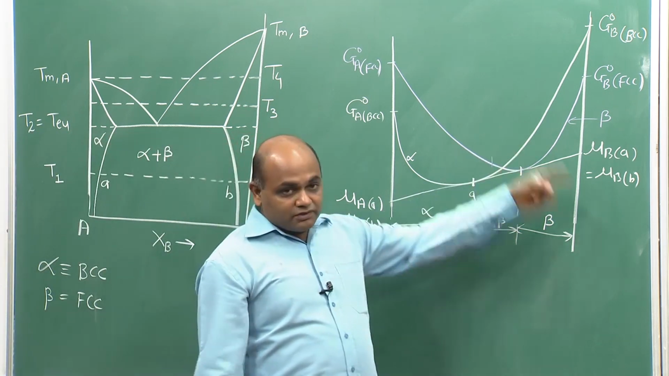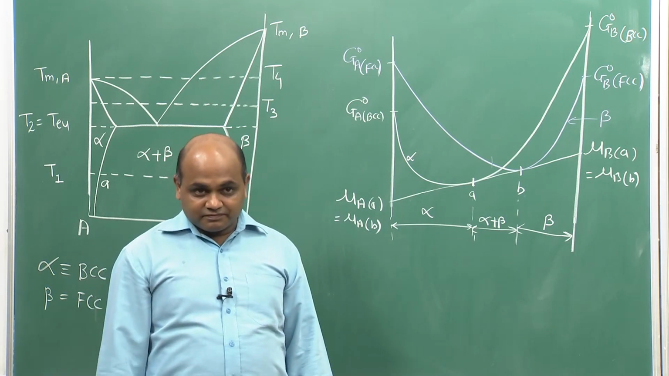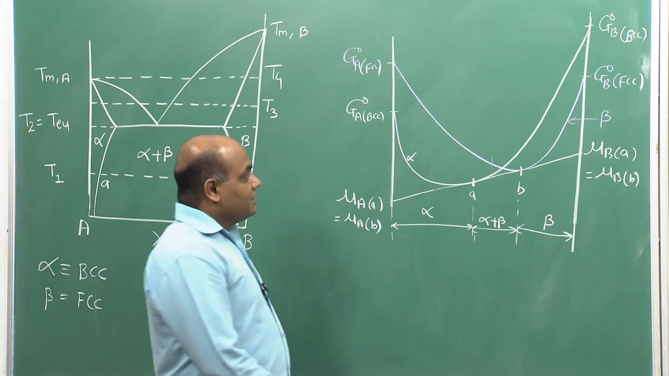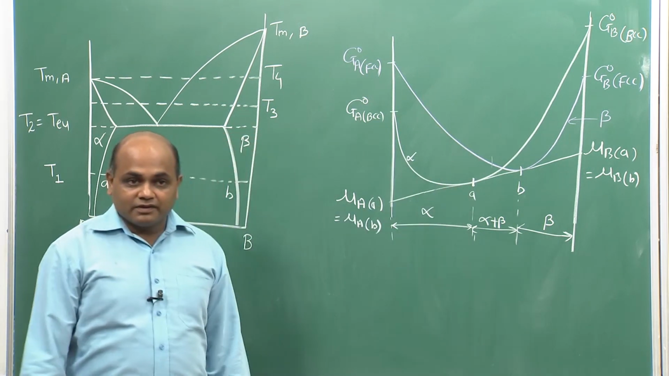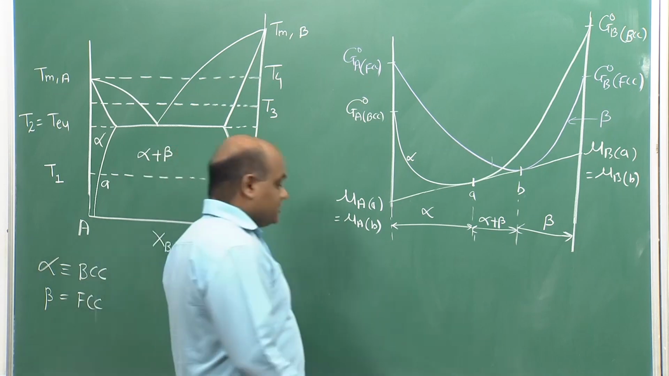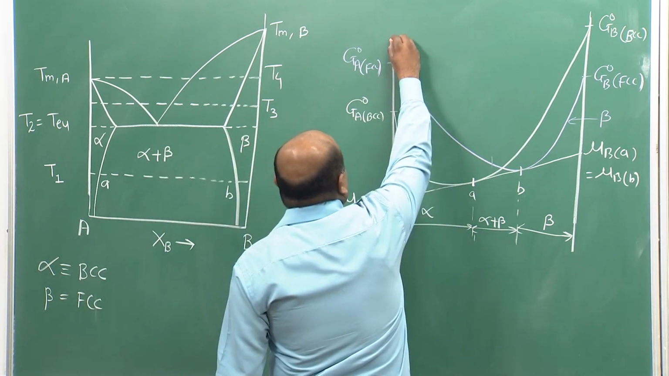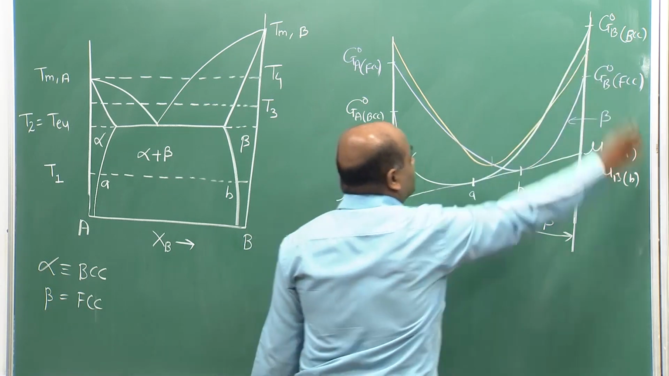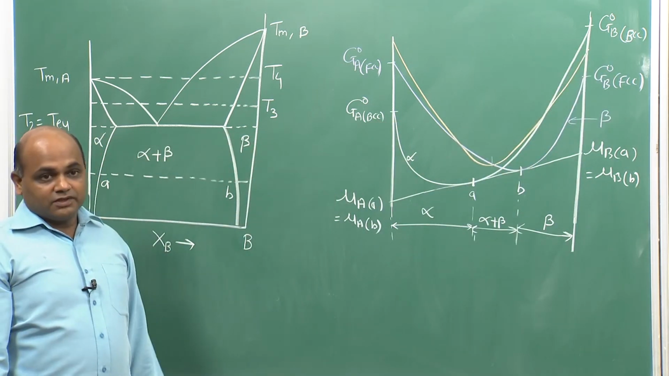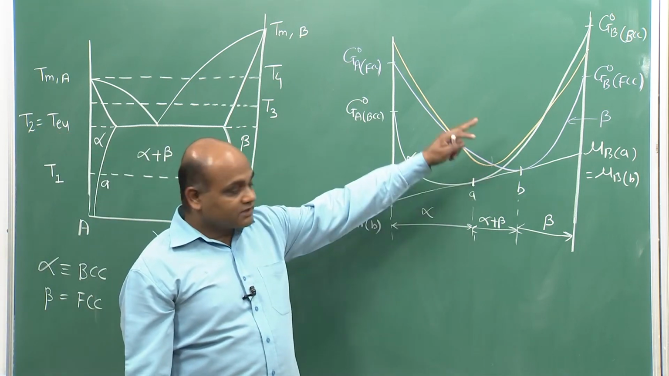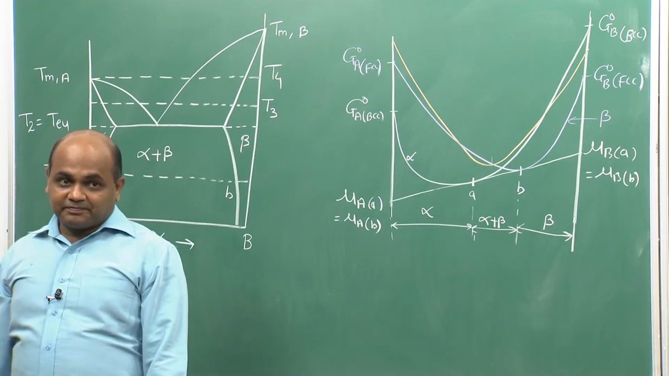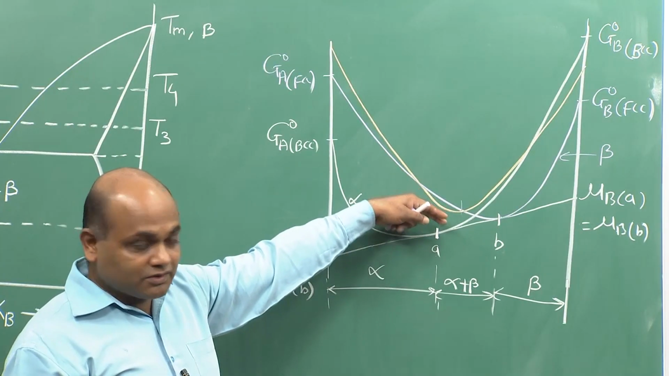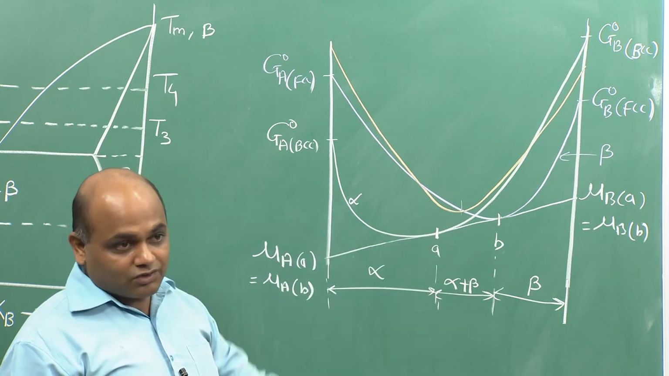What about the liquid solution curve? It will be lying above. So, the liquid solution curve will be lying above, so it has to be lying above this tangent line, right. As the temperature increases, the Gibbs free energy of the liquid solution is decreasing faster than the solids, right.